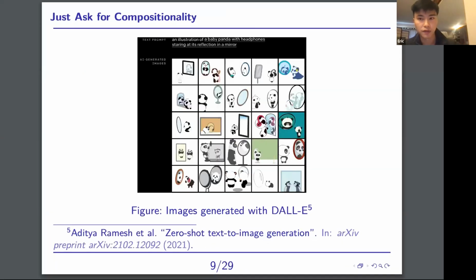Here's one of my favorite examples of generalization. This is a model that's been jointly trained on internet data of images and text, and you can ask it to generate images that it's never seen before in the training data by conditioning on natural language. You can ask it for a picture of a baby panda with headphones staring at its reflection in the mirror. To my knowledge, there's no image in the training data of this specific kind, but the model understands how to put together the panda and the mirror and make the image coherent enough that you can actually see the reflection of the panda in the mirror. This is quite impressive in terms of composing distinct concepts from separate parts of the training data.